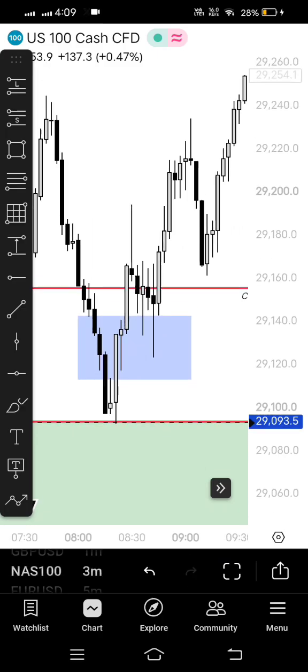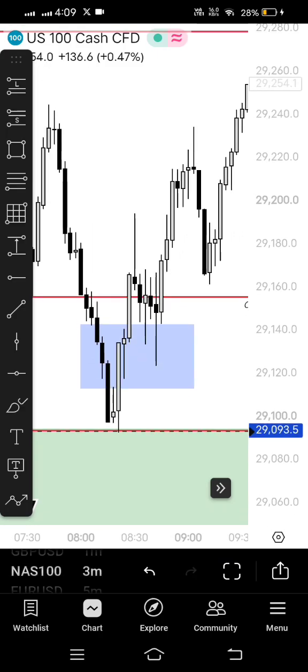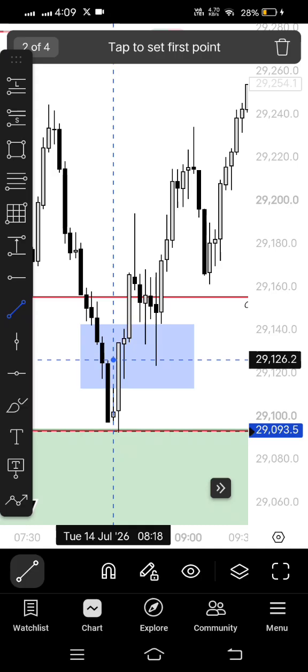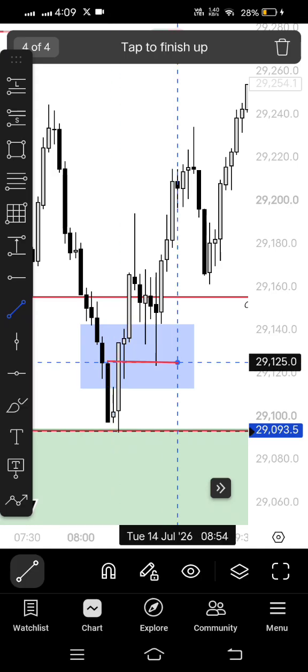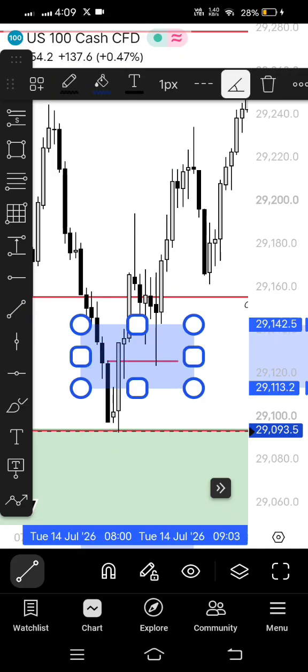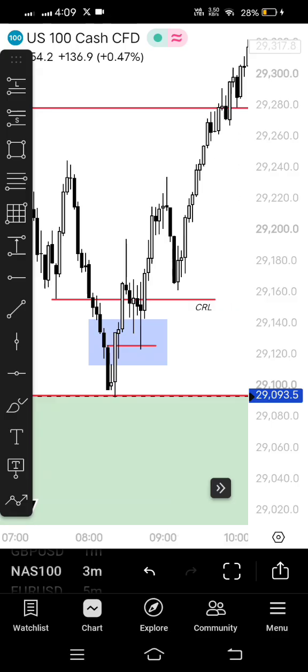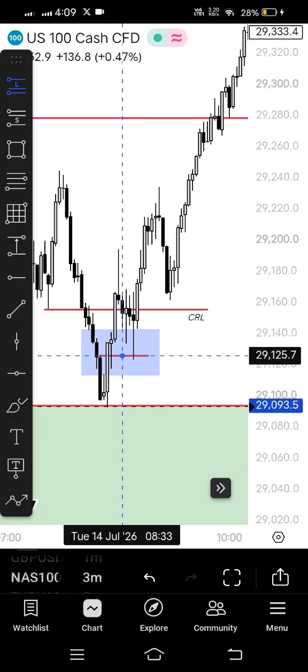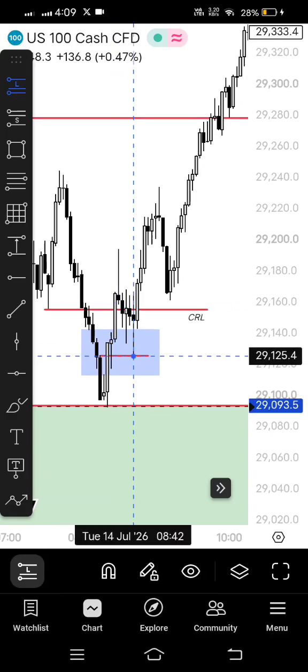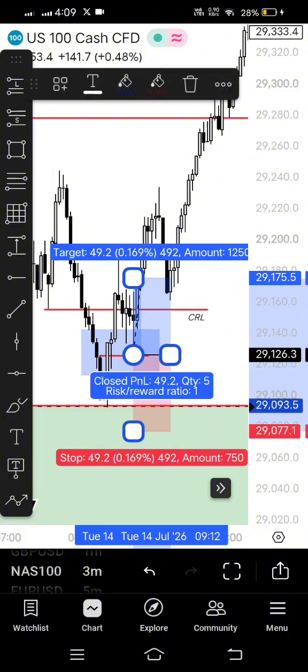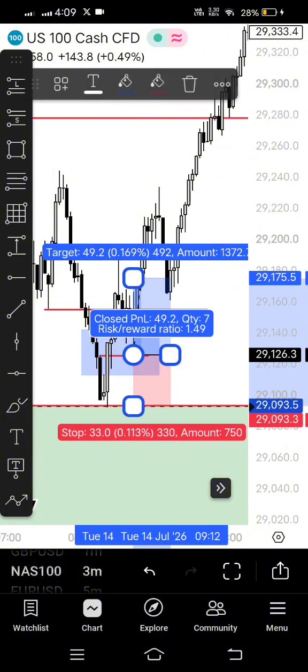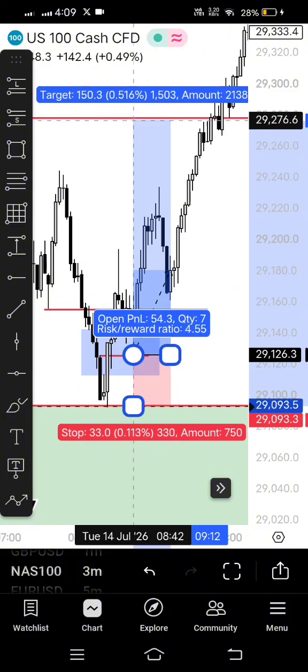In the next video, I will tell you about the entry models. You can use only one or two entry models for the rest of your life to be profitable. We have a model one entry here. In the next video, I will tell you what is model one, model two. There are five entry models, but I will tell you only two because the other three models just don't work most of the time.